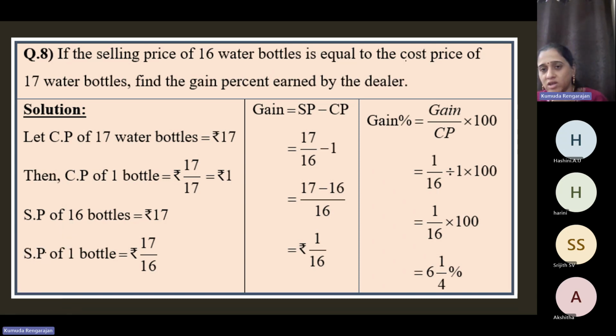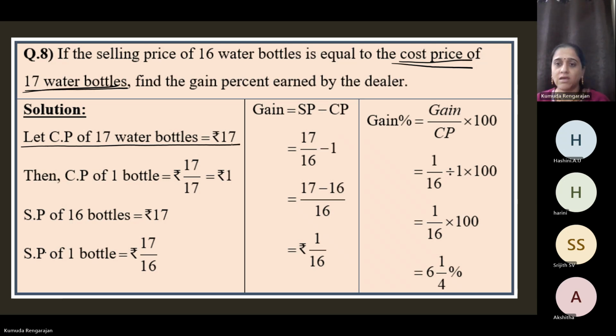So always start with the cost price. Cost price of 17 water bottles. Can you see cost price of 17 water bottles? So let the cost price of 17 water bottles be rupees 17. So then what will be the cost price of one water bottle? 17 by 17, 1 rupee. So this is the cost price of one water bottle.